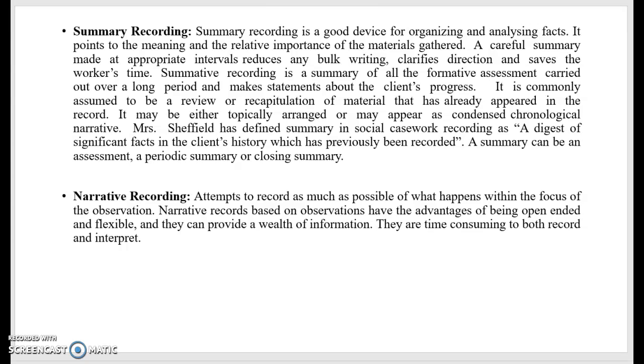Next is narrative recording. It attempts to record as much as possible of what happens within the focus of the observation. Narrative records based on observations have the advantages of being open-ended and flexible, and they can provide a wealth of information. They are time consuming to both record and interpret.